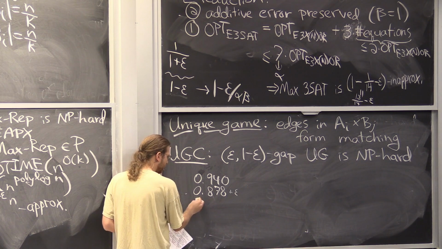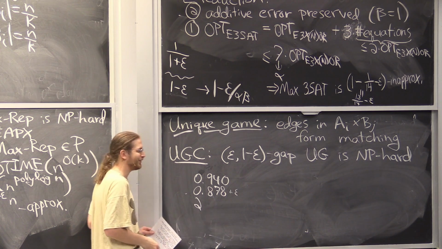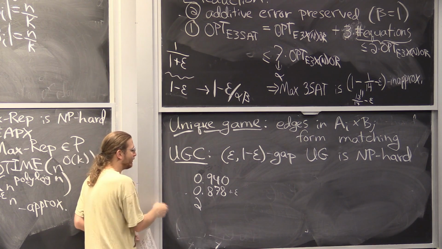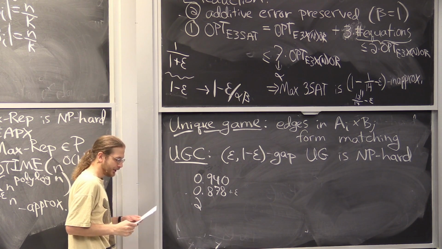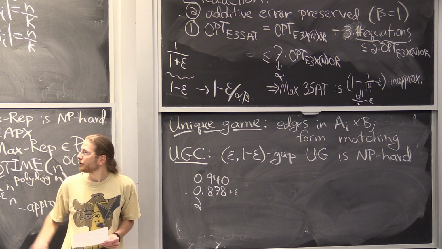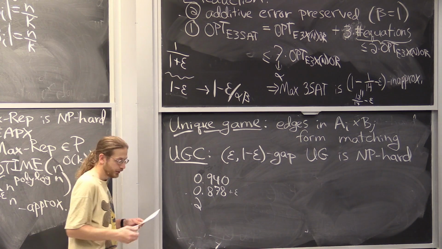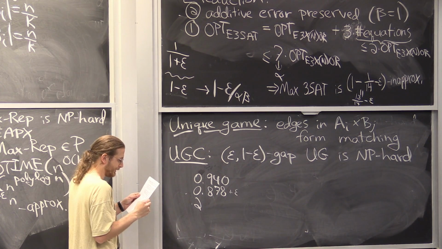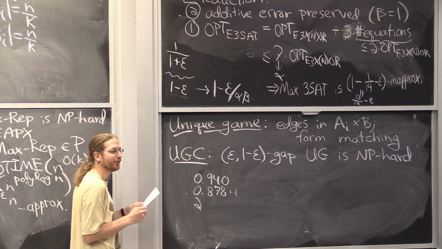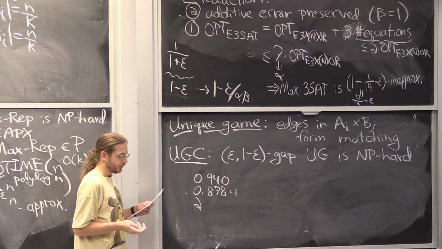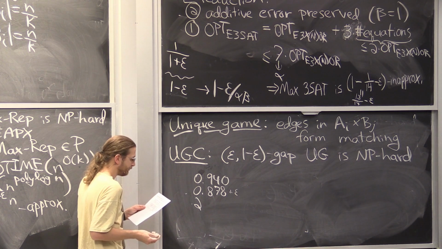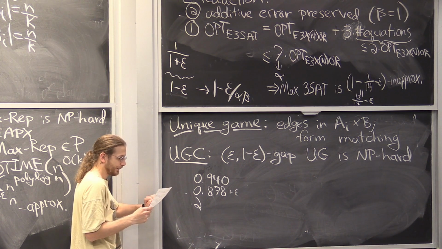And vertex cover, 2. You probably know how to do 2. If you assume unique games, 2 is the right answer. If you don't assume anything, the best we know how to prove using all of this stuff is 0.857 versus 0.5. So it's nice to assume unique games is true.